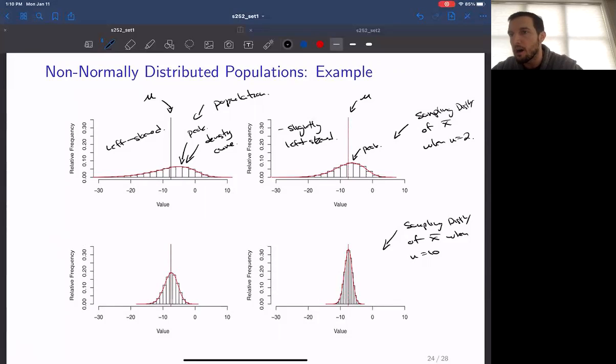And the peak of the curve is starting to get closer to the middle, which would represent the center being pulled closer to the mean, I should say. So the peak is starting to get closer to the mean, right?